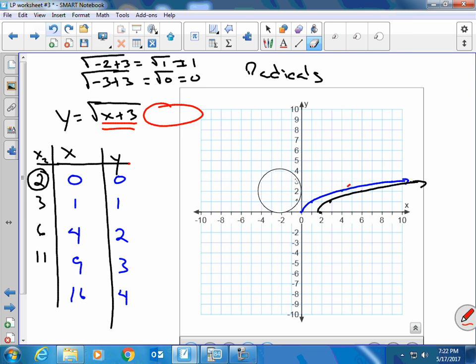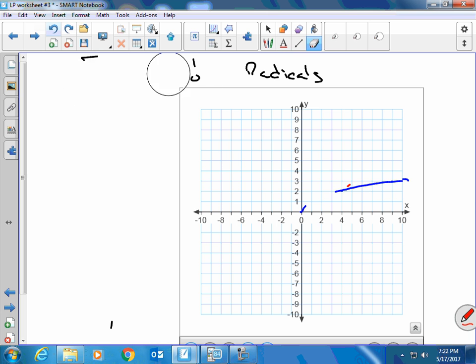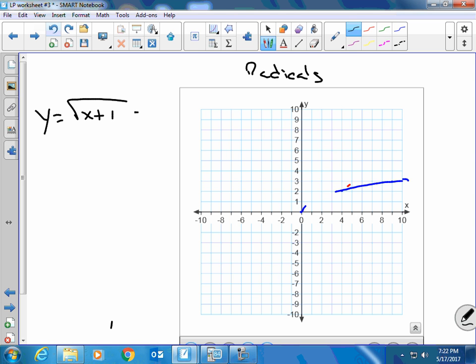I'll leave the blue. Your turn. Sketch a graph. I'll get rid of this. Sketch a graph of, using what we just said, y equals the square root of x plus 1 minus 4. What does that graph look like? And I'll draw the original one. You can hit pause and sketch a graph of that.